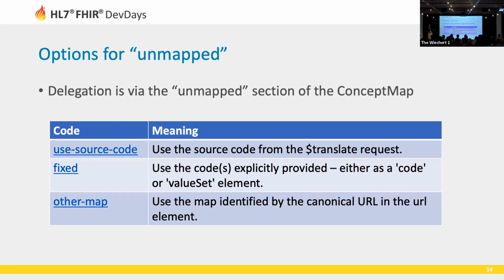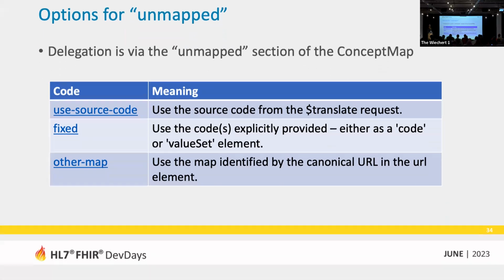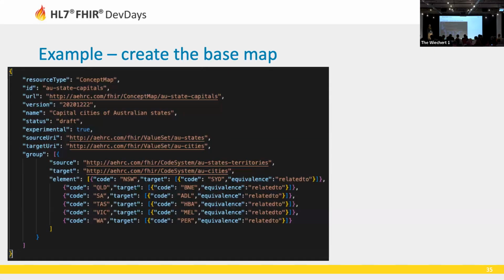And then what we're using here is other map at the bottom. So we're saying go and delegate onto this other map's URI. So here's an example of a concept map, a really simple one that I stole off our server, between states of Australia and their capitals. So New South Wales, capital is Sydney; Queensland, capital is Brisbane; South Australia, Adelaide, and so on.